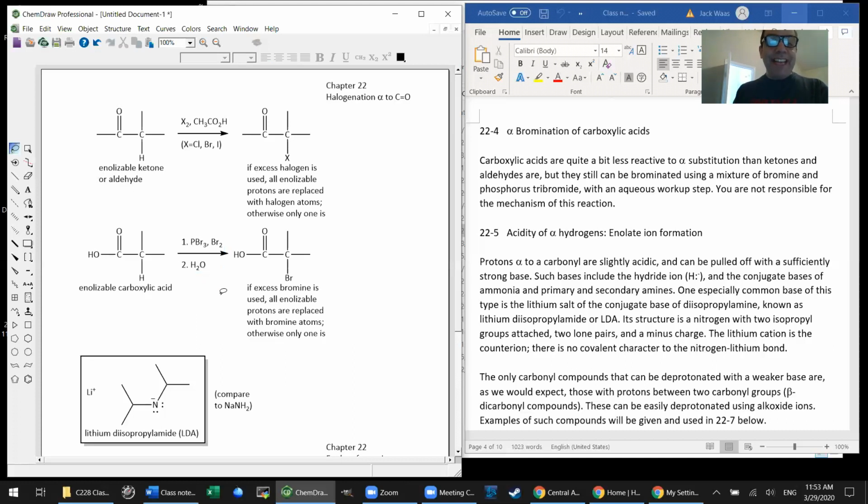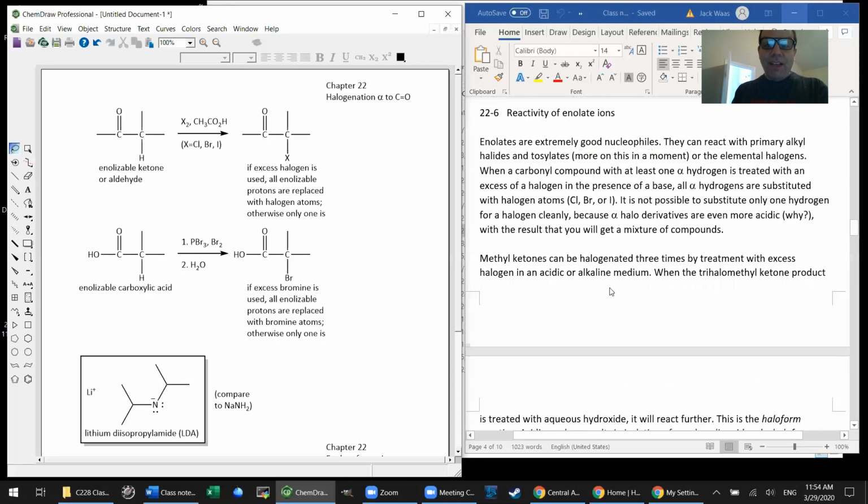And in any case, after the phosphorus tribromide is destroyed, the water will hydrolyze the acid bromide and go back to the carboxylic acid. That hydrolysis mechanism being exactly the same as hydrolyzing an acid chloride. All you've done is changed the identity of the halogen there. And you can get the brominated product in such cases.